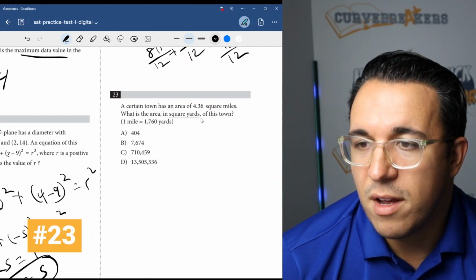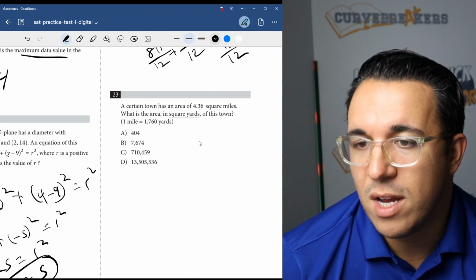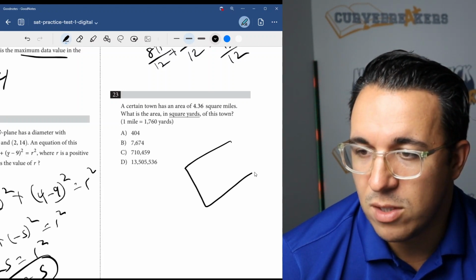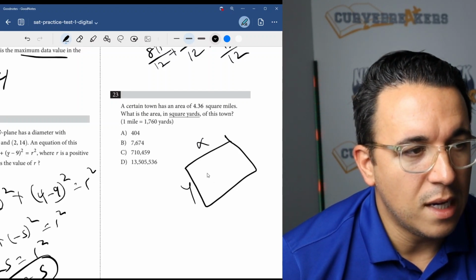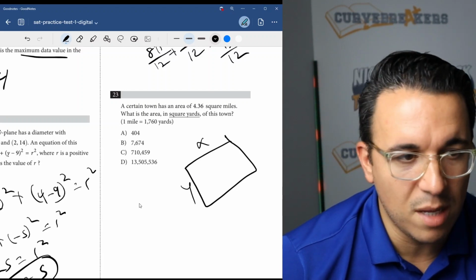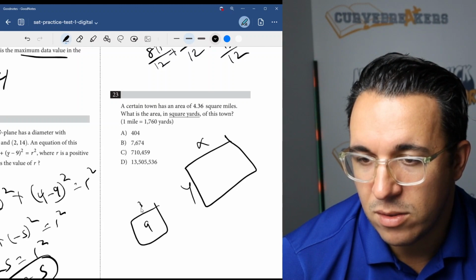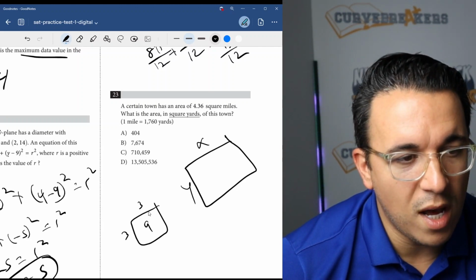A certain town has an area of 4.36 square miles. What is the area in square yards? Right. I know they're not saying it's a square, but just say we're looking at two dimensions, right? It's square miles. So I'm going to make up an easier example for you guys. Say the area of my town is 9 square miles, right? It's 3 wide and 3 long.